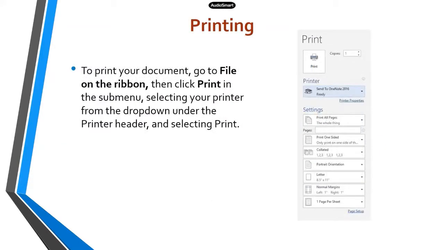If you want to print your document, you will go to the File on the ribbon, select Print in the submenu, and choose your printer under the Printer section. You can change the way your document is printed here with these options, but the default settings will usually suffice for most documents.